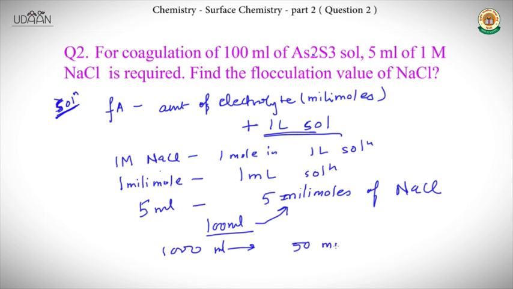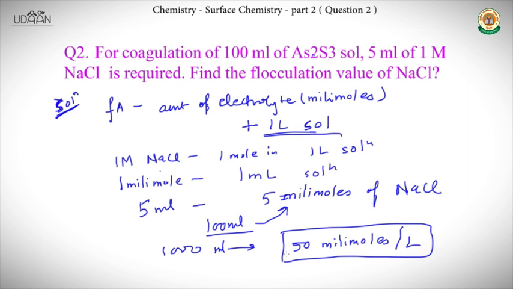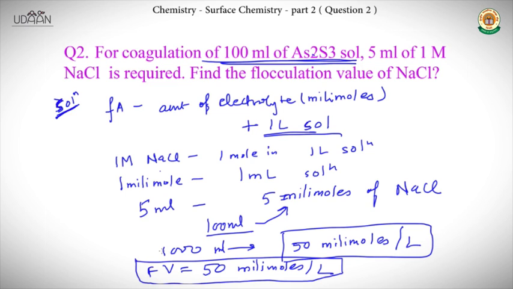So 50 millimoles per liter is the concentration of NaCl which must be required to coagulate As2S3 solution. So what is the flocculating value? 50 millimoles per liter. Now these units are very important, because if you take out the flocculating value in, let's say, moles per liter, then that won't give you the correct flocculating value. So units are important. So by this we end this question.